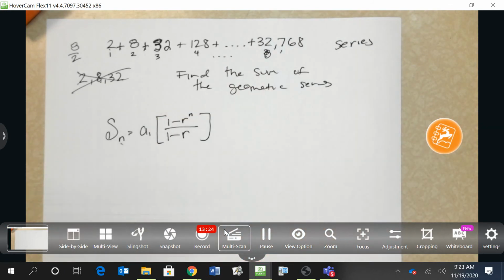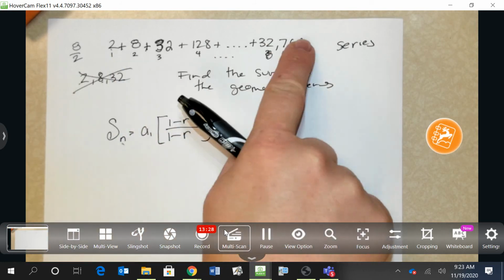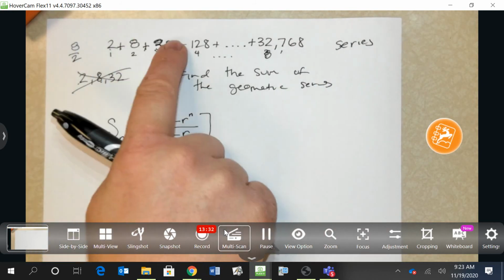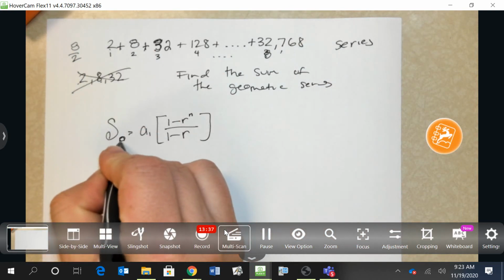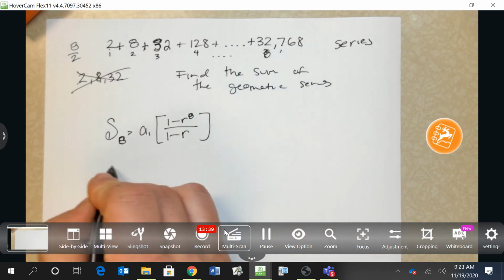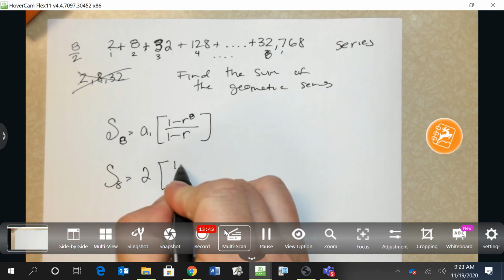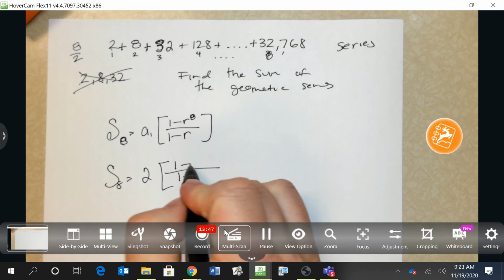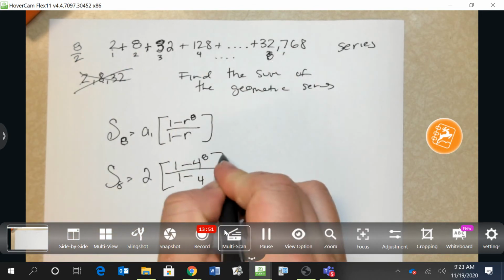Now why do I need to know that? Because this says add up the sum of this geometric series. So I need to know how many are in here. There's a total of 8 terms, or 8 numbers. So this n now becomes an 8. So S of 8, the first number is a 2. 1 subtract, 1 subtract. To get from one number to the next, remember I'm multiplying by 4. And I want to know what is the sum of the first 8.